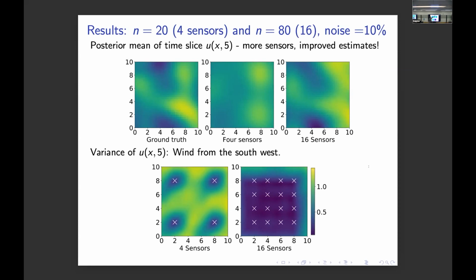And all of this just costs us 80 solves of the PDE. There's no need to do MCMC or anything like that. We get this answer, the whole posterior, with uncertainty. This is the variance of our inferred source terms in these cases. You can see the variance is smaller around the sensors. It's smaller if we have more sensors, more data.